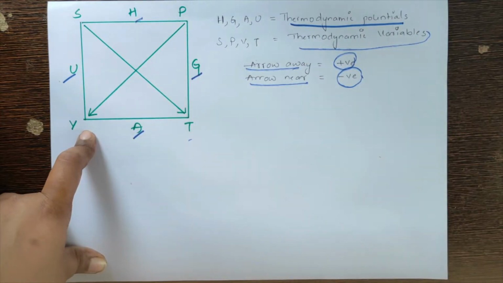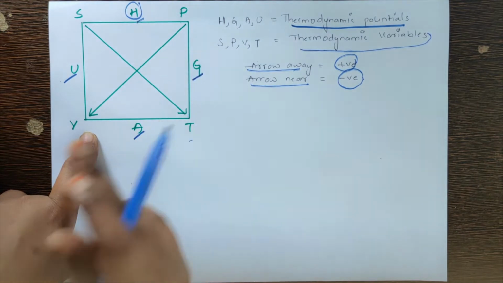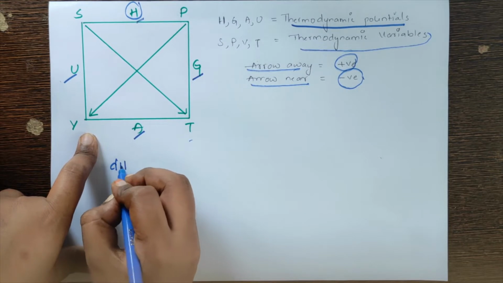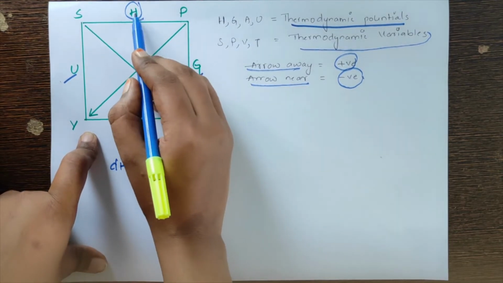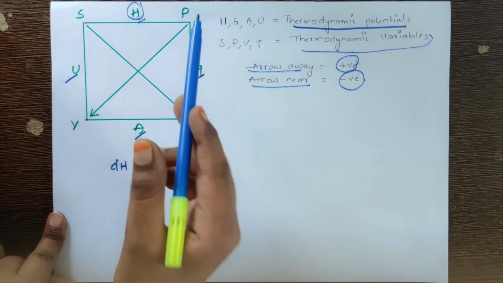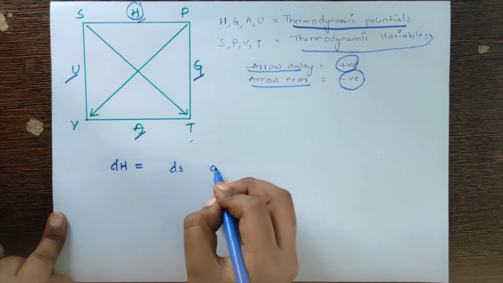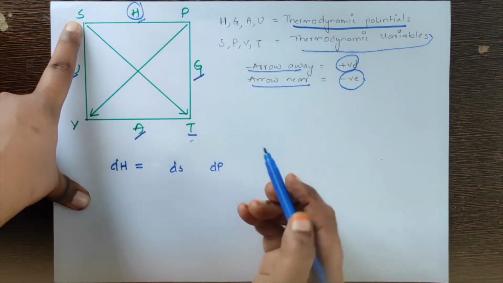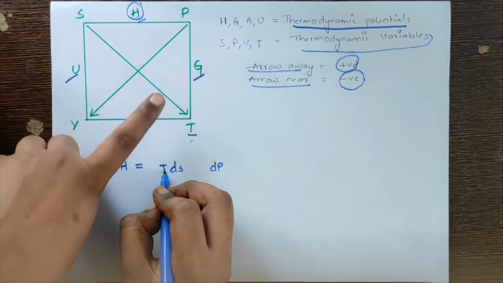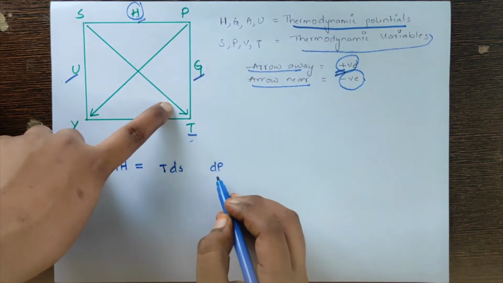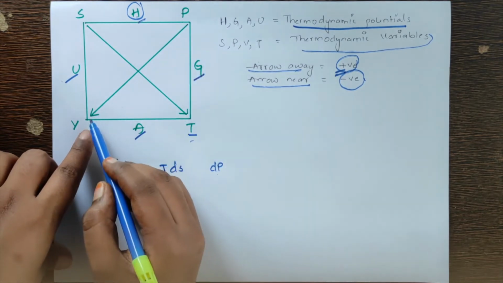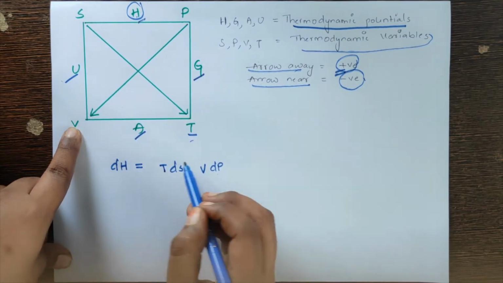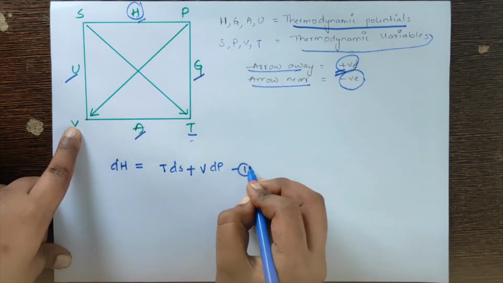So let's derive them. Now take dH. Take everything in the form of differentials. Means dH, which is equal to, the H is between S and P. So write dS and dP. Now here S is moving towards T, so write T. As the arrow is away, it is positive charge. And in dP case, the arrow is towards V. We will write V, and in P the arrow is moving away, again positive charge. This is our first relation.